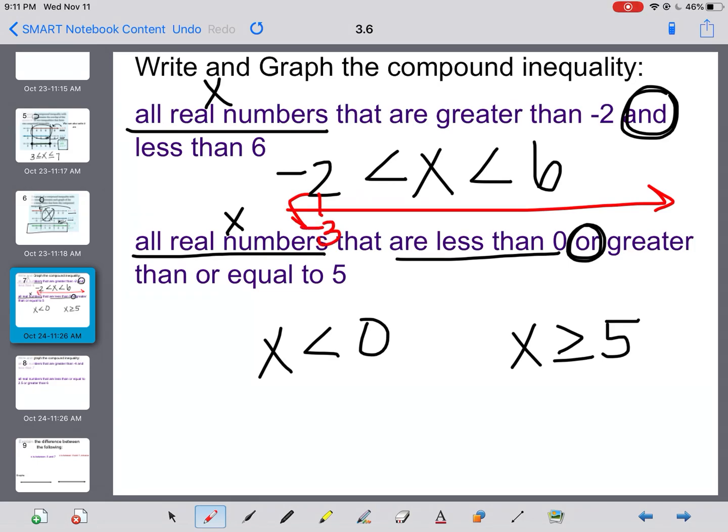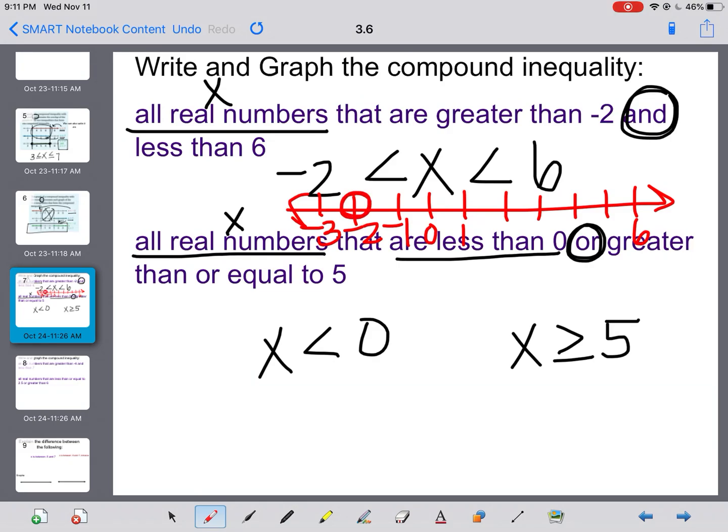Now they also asked us to graph these. So I'm going to go back up to this top one. I need to be able to fit from -2 all the way to 6.